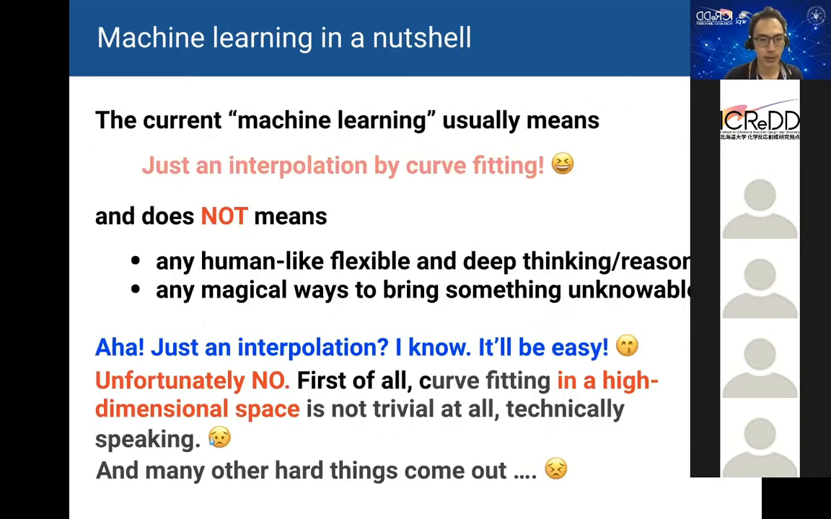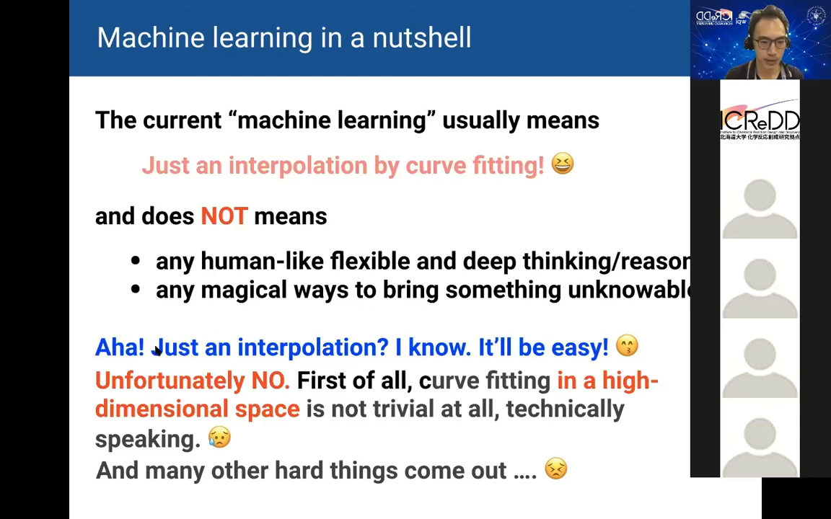Basically, all current machine learning, including something called deep learning, which I will briefly explain later, usually means just interpolation by curve fitting. It does not mean any human-like, flexible, deep thinking or reasoning. So this is not magical, just curve fitting to the given data, and there is no magical way to bring something unknowable. So do not think of machine learning or AI as some magical black box. It is basically just fitting to the given data, whatever your method is.